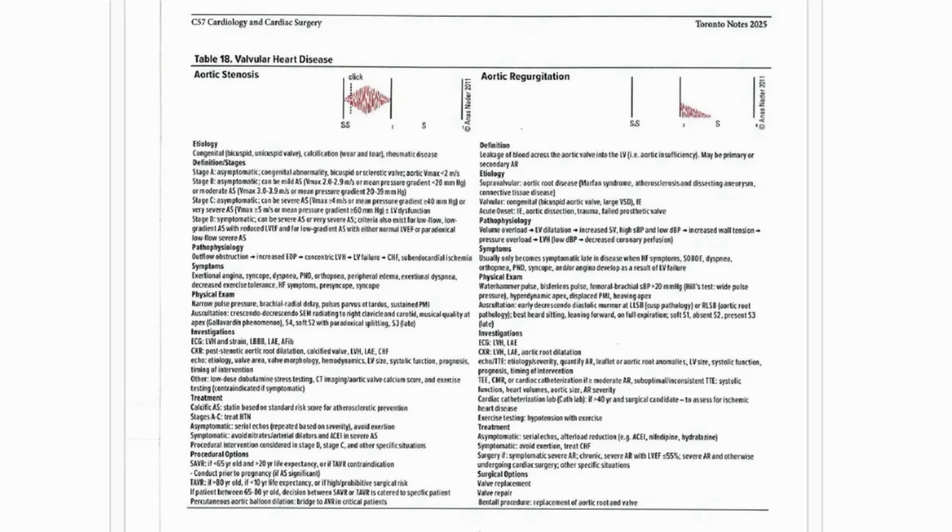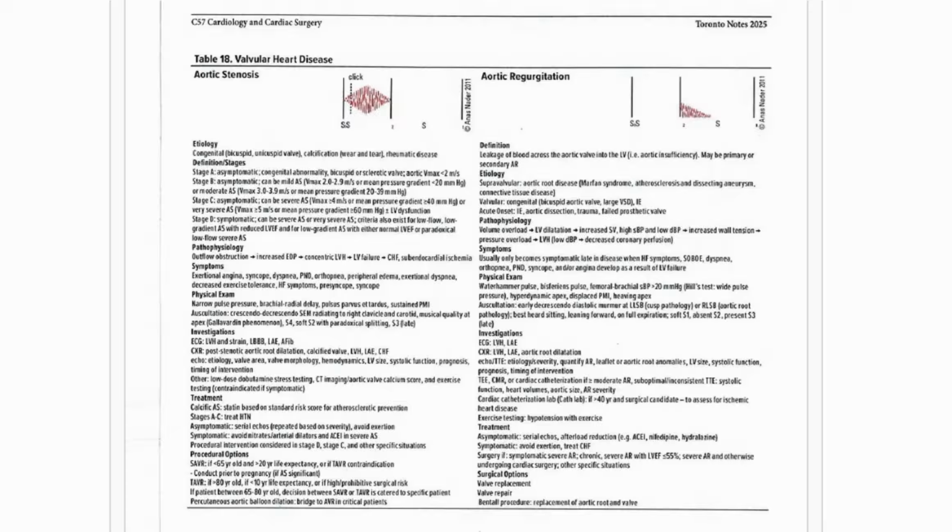Disease staging. As shown in Table 18, aortic stenosis progresses through 4 stages. Stage A represents patients at risk, usually with congenital abnormalities or valve sclerosis. Stage B includes mild to moderate disease that remains asymptomatic. Stage C is severe stenosis but is still asymptomatic. Patients may have preserved or reduced left ventricular function. And finally, stage D is symptomatic severe aortic stenosis, characterized by symptoms such as angina, syncope, or heart failure.